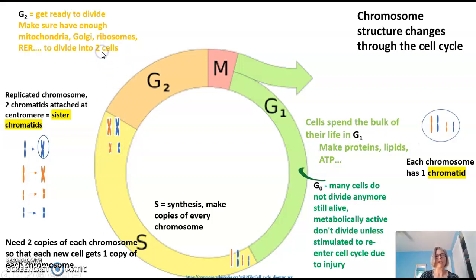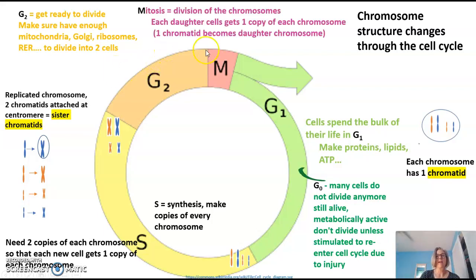Cells then enter another G phase called G2, which again, early microscopists thought nothing was happening. But this phase is when the cell is getting ready to divide. It has to make sure that now that it's copied its chromosomes, does it have enough mitochondria and Golgi and RER to divide into 2 cells. Finally, the cell enters mitosis, which is a very complicated phase that we will cover in detail soon. Mitosis is when the chromosomes divide. Each daughter cell will get 1 copy of each chromosome. So in other words, 1 chromatid becomes a daughter chromosome in the new cell.